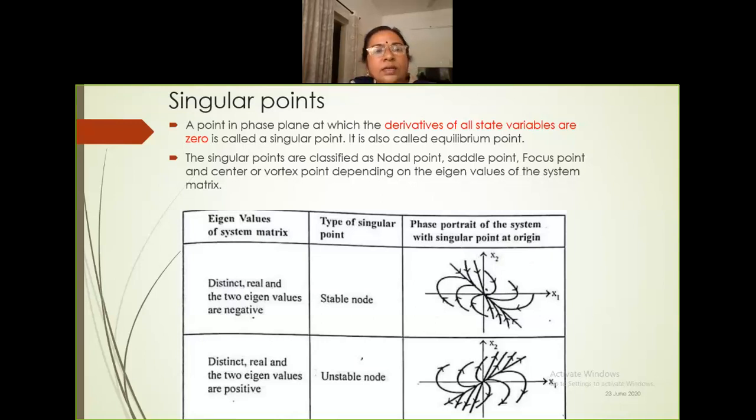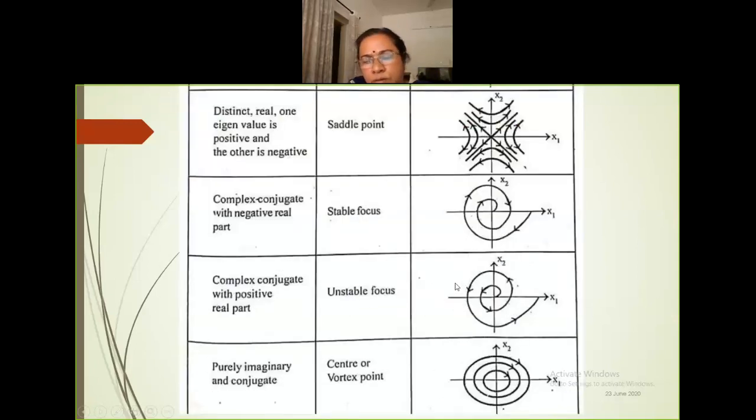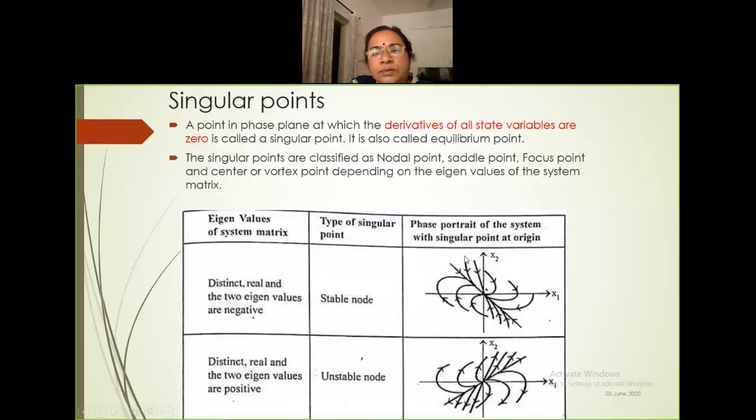Then the type of singular point is a stable node. Real, and the two eigenvalues are negative. Now, if you want to draw the phase portrait of the system with the singular point at a real and the two eigenvalues are negative, then you take, for example, the x1 x2 axes. These two quadrants are the negative values, isn't it? The second quadrant and the fourth quadrant.